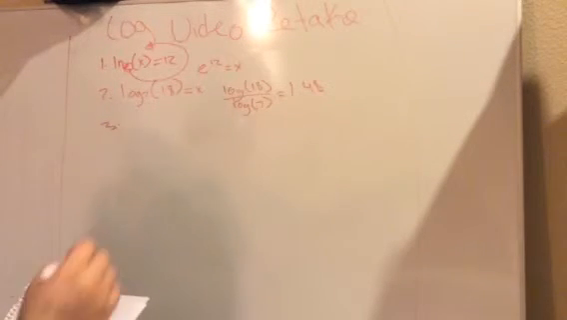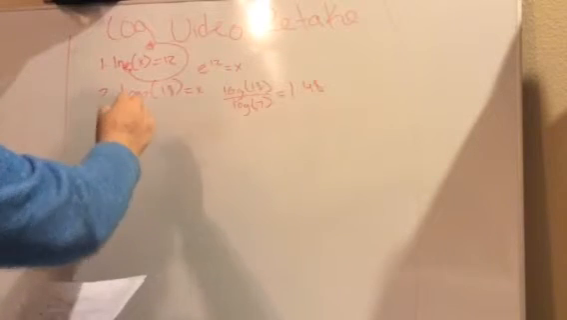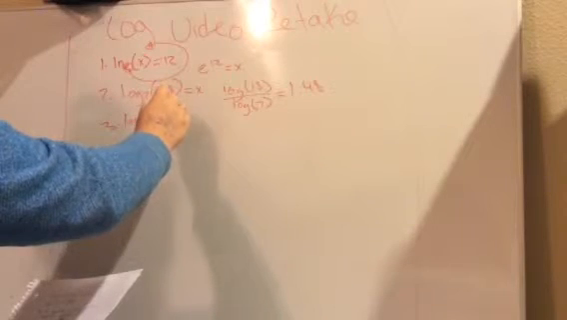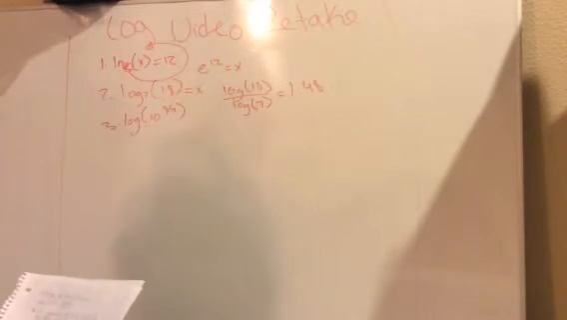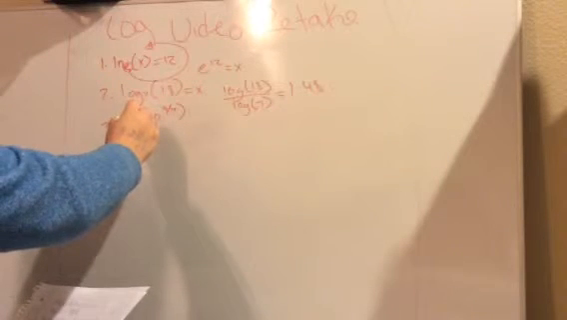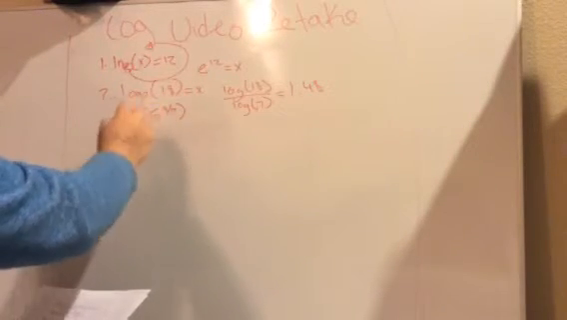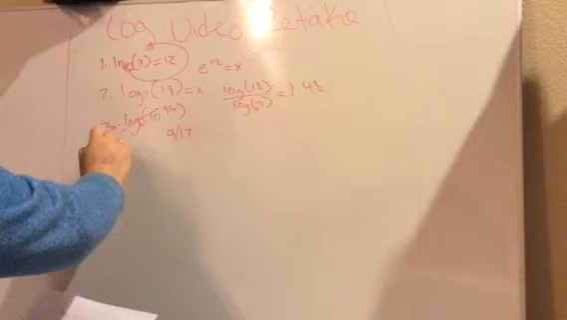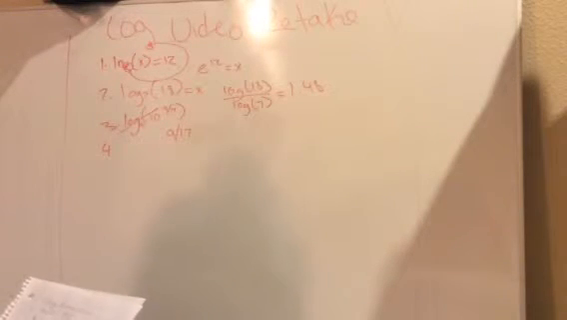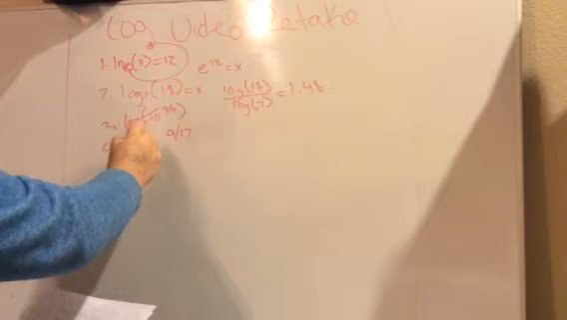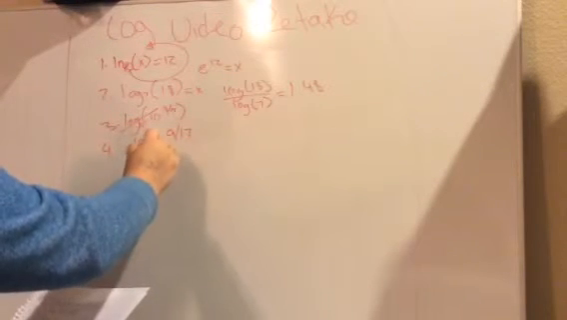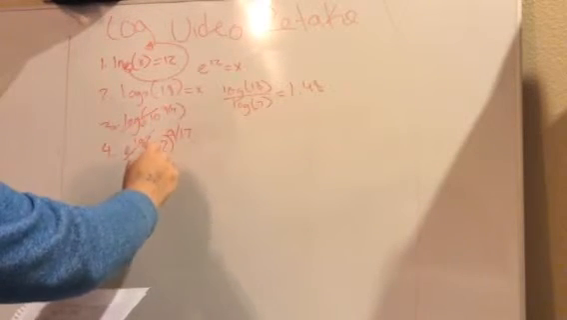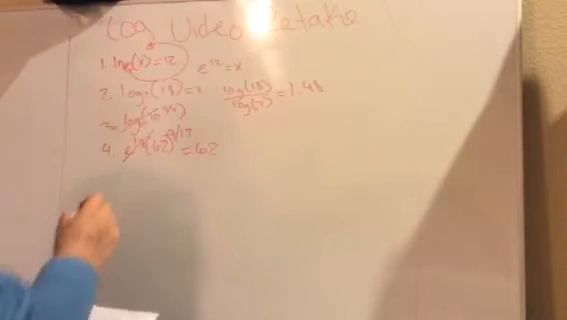Number 3 is 10 to the log 9/17. So because log's base is already 10, they're the same, they cross out, it would just be 9/17. Number 4 is e to the natural log 62. Same thing, this is base e, they cross out, just equals 62.